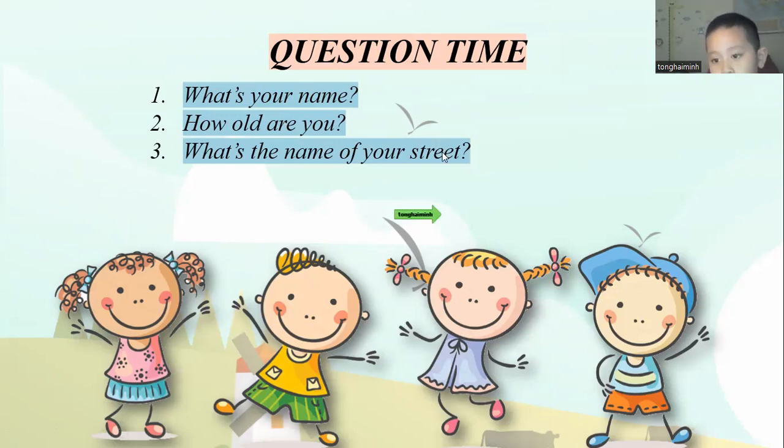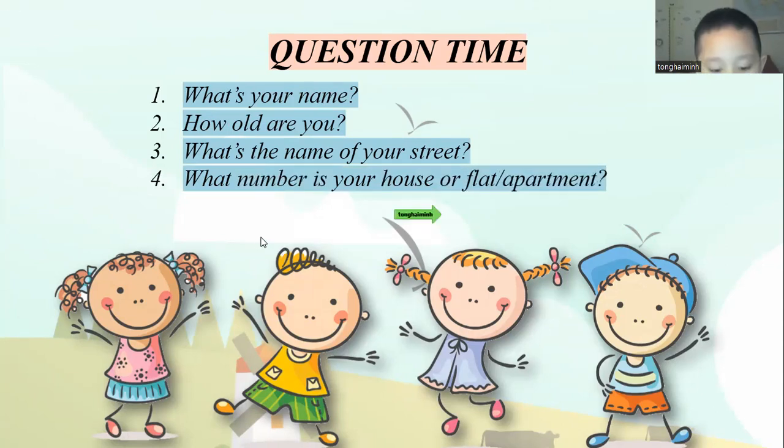What's the name of your street? Dong Lam. Okay, you say, I live in Dong Lam Street. Can you please repeat? I live in Dong Lam Street. Very good. Okay, so what number is your house? It's 08. Okay, you say, the number of my house is 808.